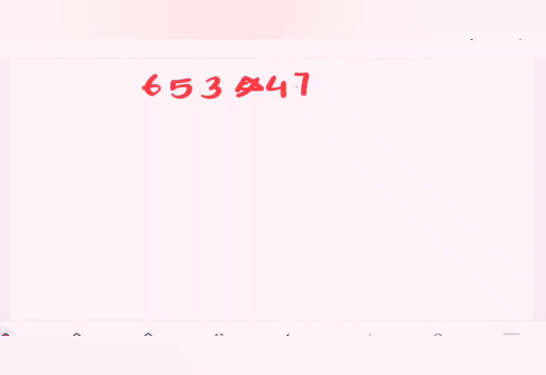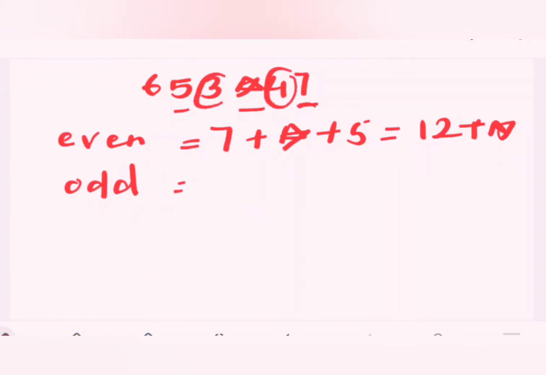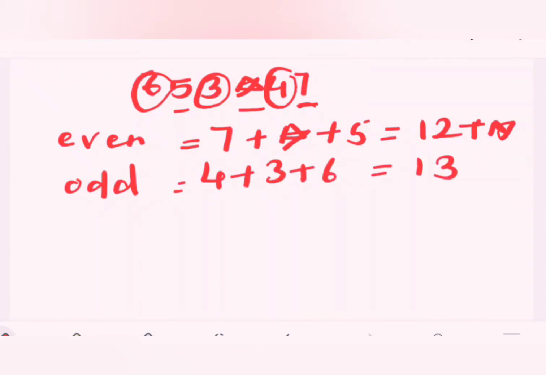Now the sum of the digits at even places is equal to 7 plus star plus 5, which means 12 plus star. And the sum of digits at odd places means 4 plus 3 plus 6, which is equal to 13.